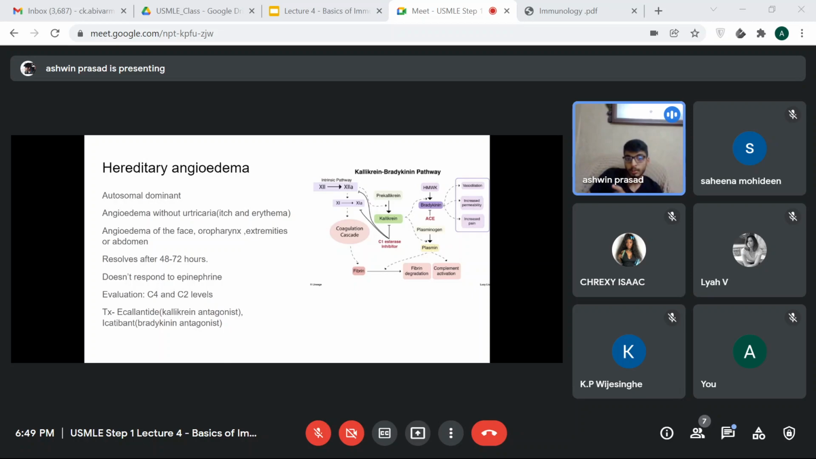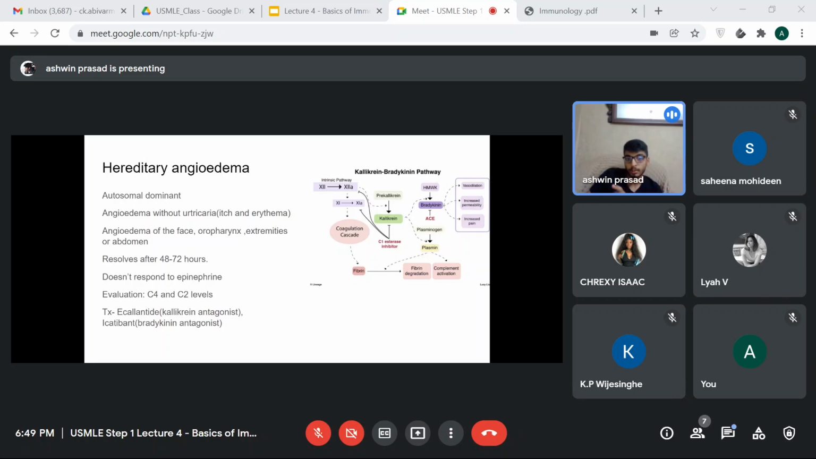Oh wait, I did not tell you what is deficient. So in this condition of hereditary angioedema, we were discussing regulatory proteins for the complement pathway, and that's when I mentioned factor H. The second regulatory protein we have is called C1 esterase. It's mentioned here. C1 esterase is important for degrading C1.